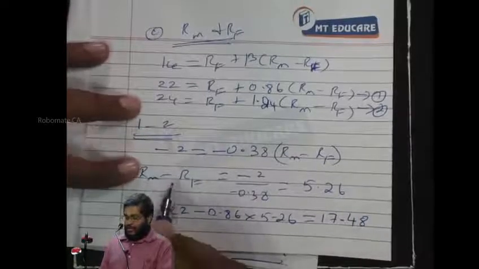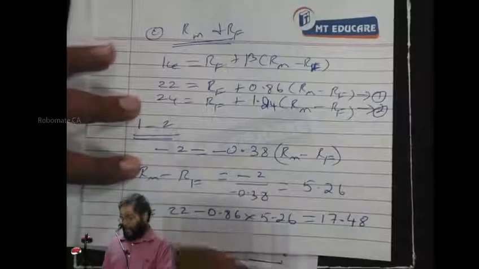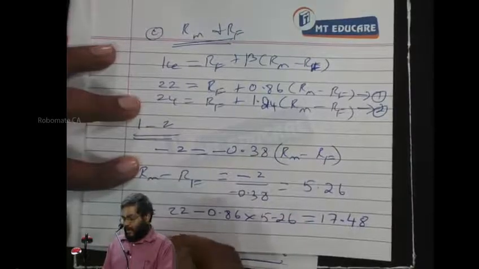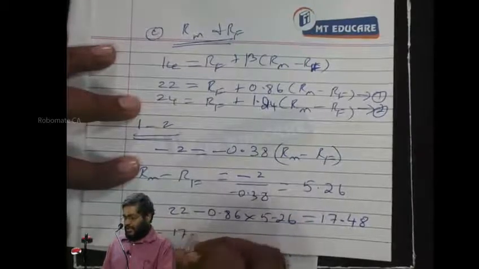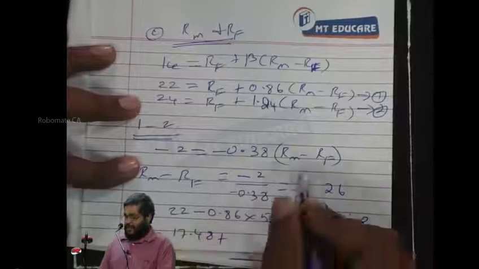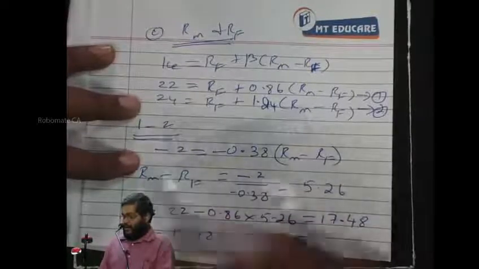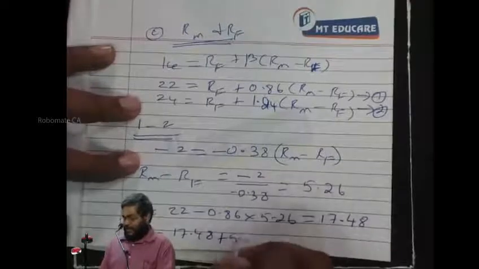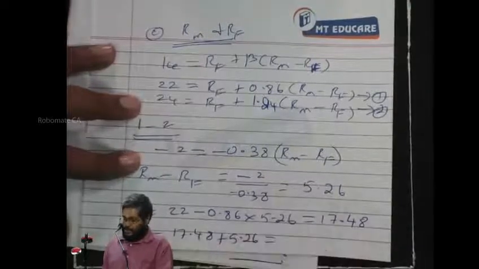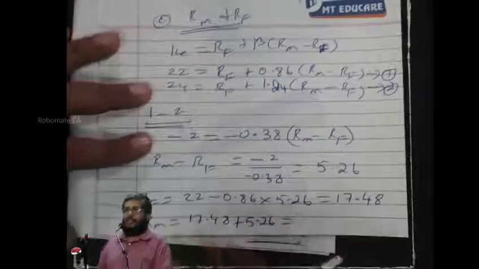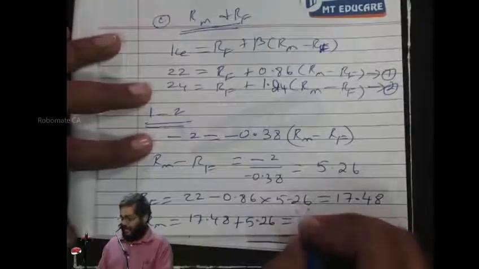Now RM is equal to 17.48 plus 5.26. Yes or no? Because RM minus RF is equal to 5.26, RM is equal to RF plus 5.26, which is 17.48 plus 5.26. How much is it here?